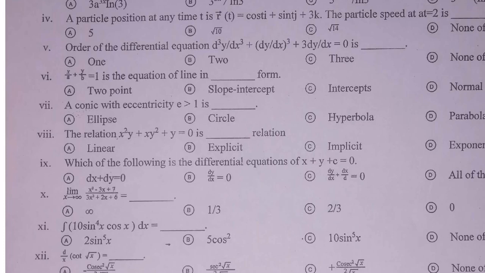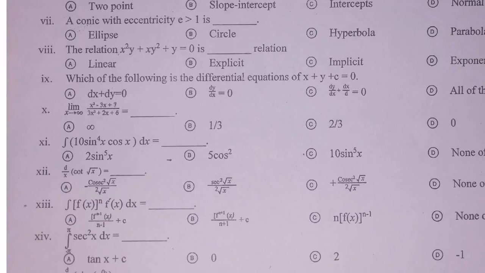Now limit x tends to infinity, x square minus 3x plus 7 divided by 3x cube plus 2x plus 6 is equal to what? We know that the degree of the denominator is greater than the degree of the numerator, so the limit will be equal to 0.